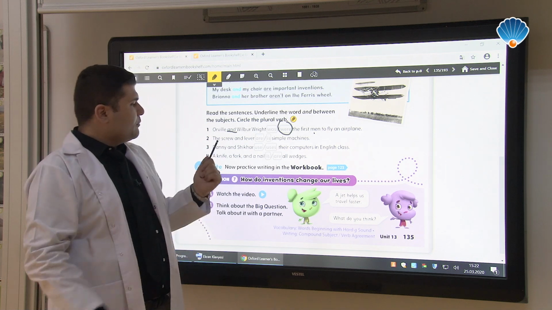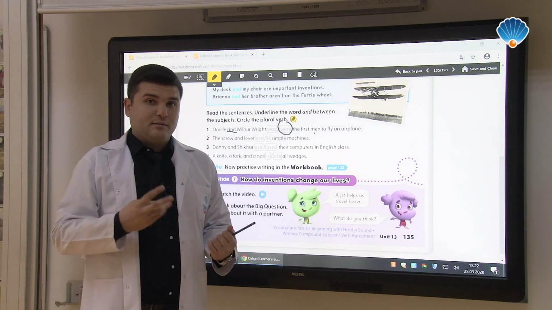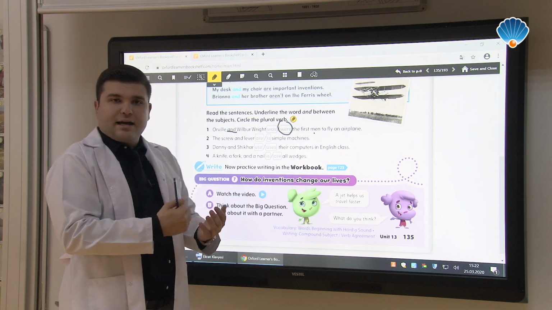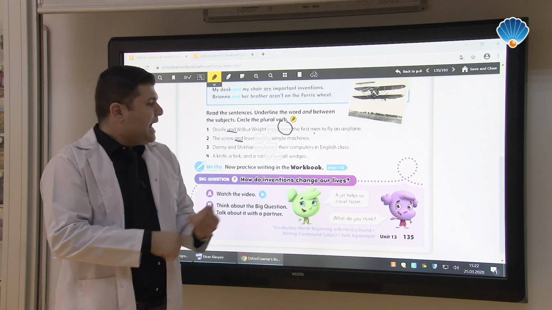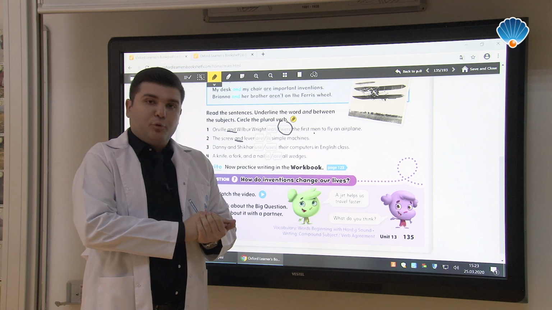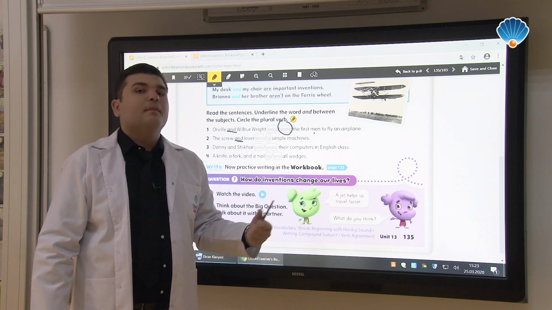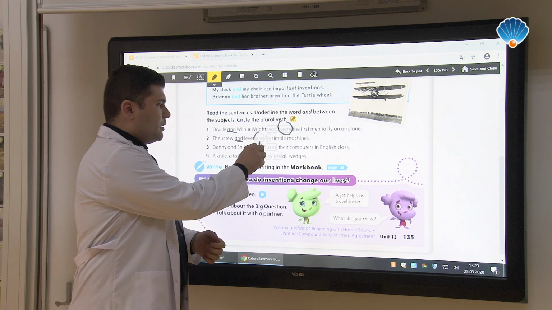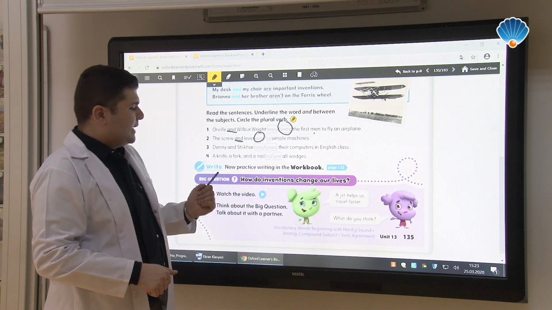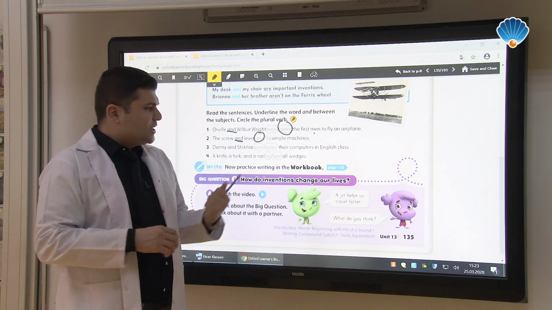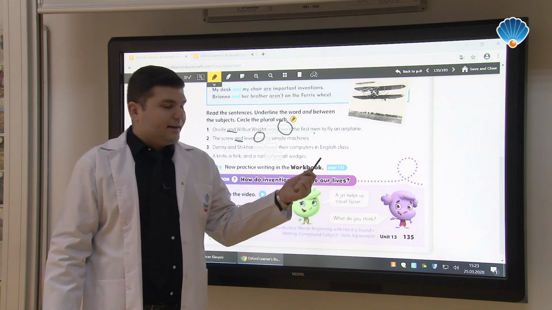Okay. So number 2, the screw and the lever. Again we have 2 things. It is plural. We are combining these things by using and, right? And because they are plural, I have to choose is or are. Of course, are simple machines. Okay, good. So number 3, Danny and Shikar use or uses their computer in English class.